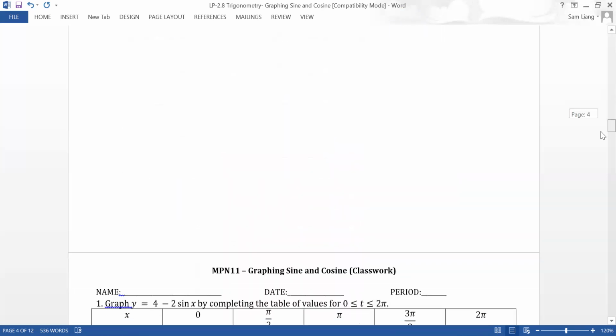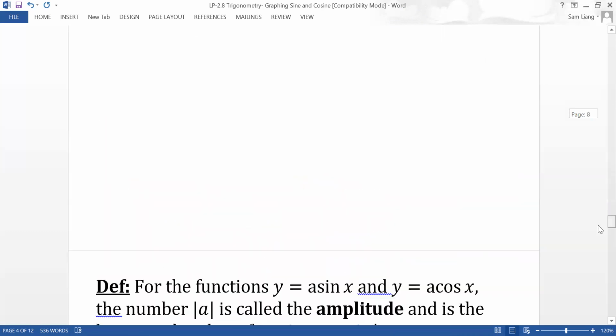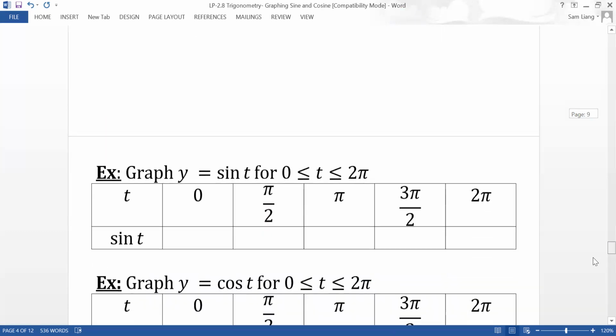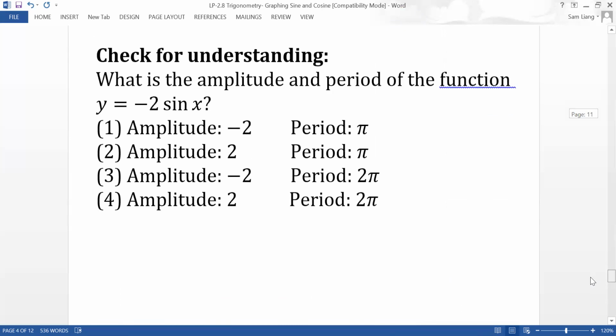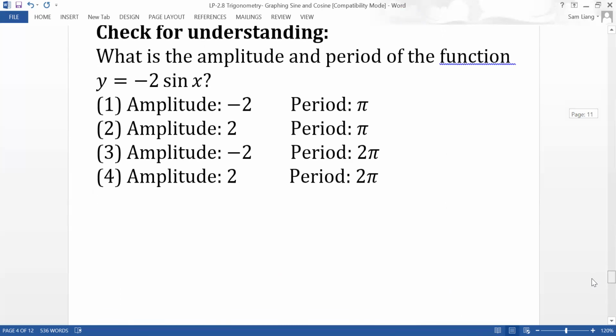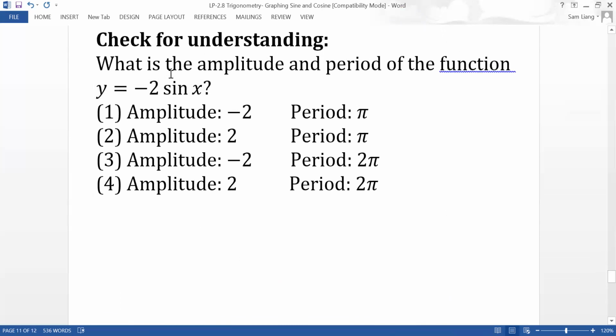All right. So yeah, as I alluded to earlier, there was a quick question just to summarize this lesson. So what is the amplitude and period of the function y equals -2 sine x? Okay, so if you're in class, I would give you a minute. So please take a minute and think about this. All right, so pause the video here to think about it. And yeah, let me explain it now.